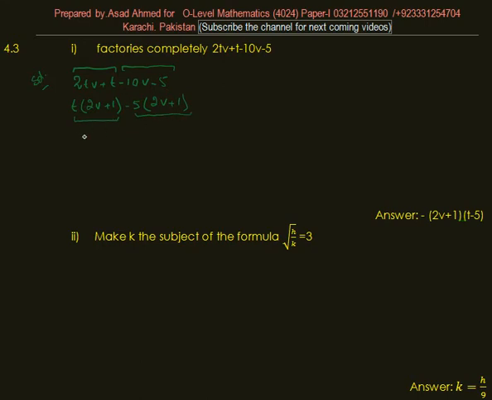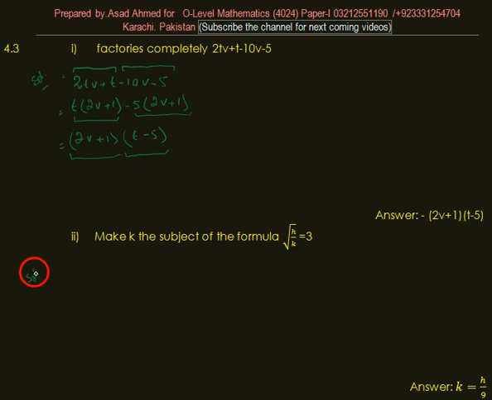In the two terms we have common factor 2v plus 1. Now what remains is t minus 5. Now the two factors are in multiplication form. These two are the factors of this expression. Now this is the answer.